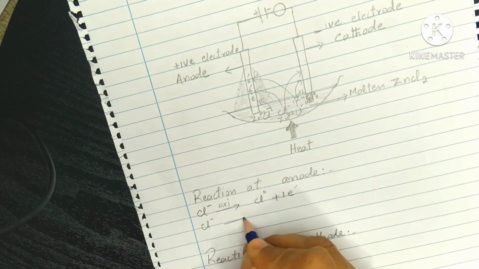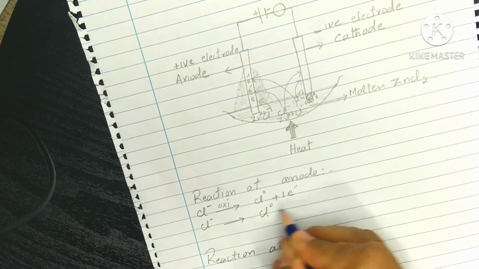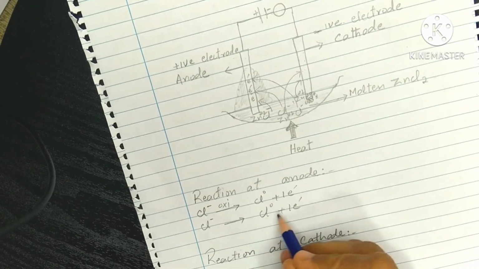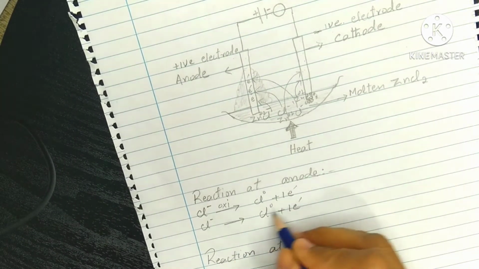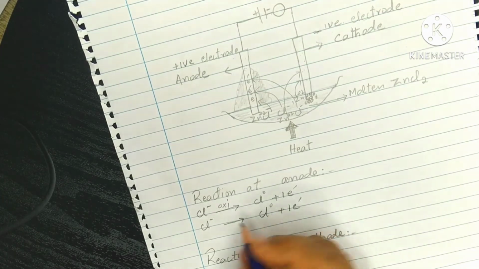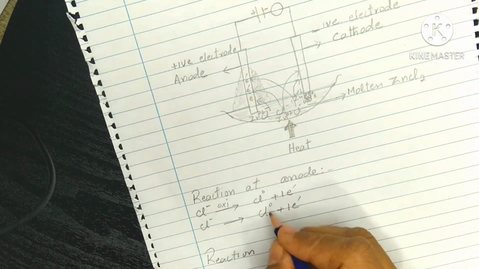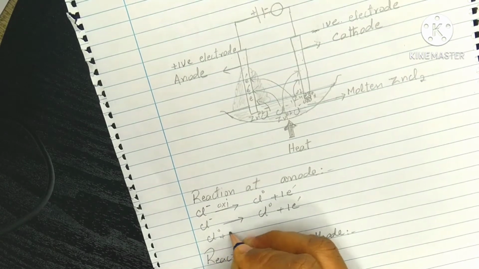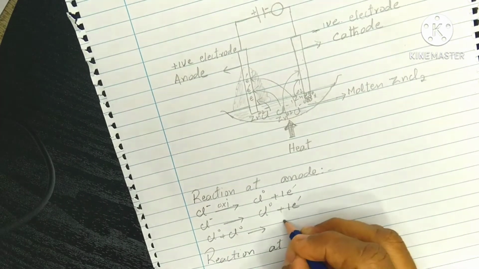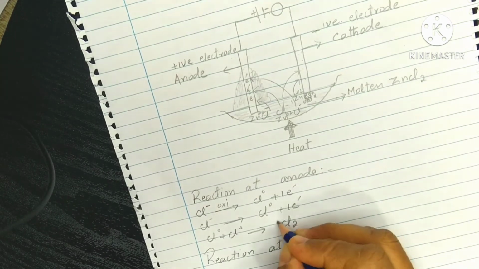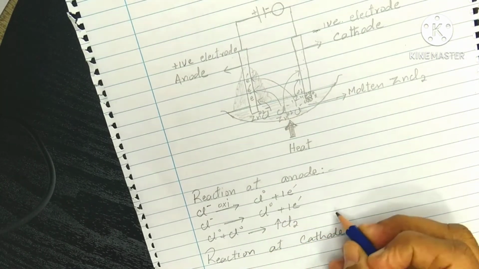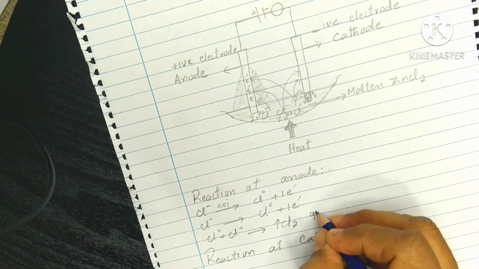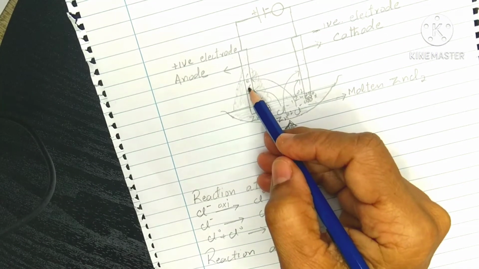As chlorine exists in molecular form, two chloride ions release the electrons and convert into chlorine atoms, and these two chlorine atoms combine with each other and convert into Cl2, and this chlorine is released in the form of gas at the surface of the anode.